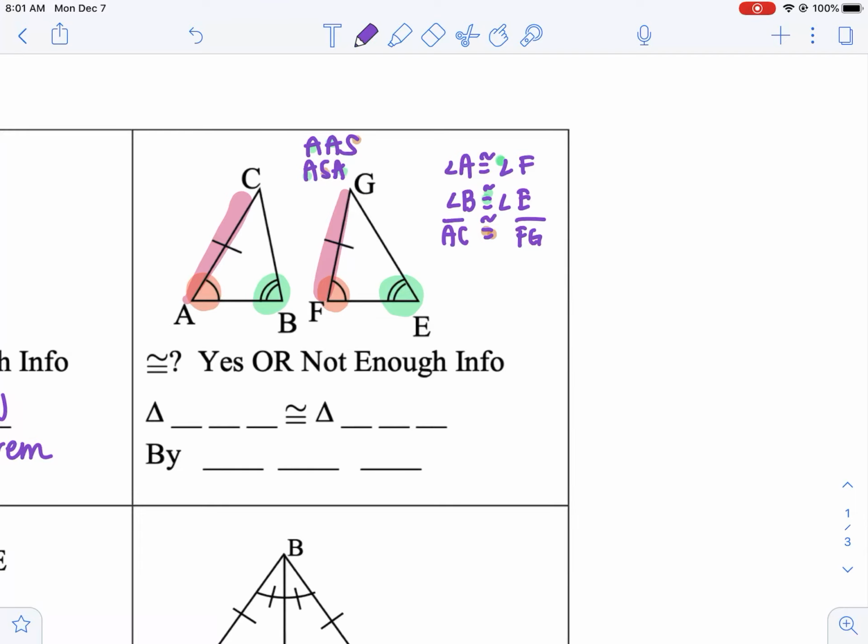Now, when it's written like this, angle, side, angle, that means the side is included within those angles. That means these two angles would be formed by one specific side. So it'd have to be this one, it's not that one. So our side is not included. Therefore, we can get rid of that one. And we know that by angle, angle, side, triangle ABC is congruent to triangle FEG.